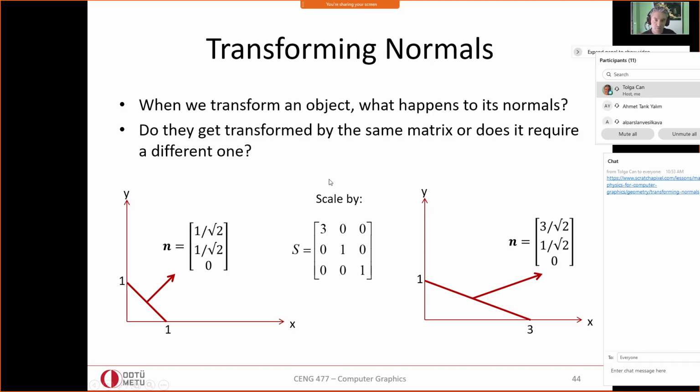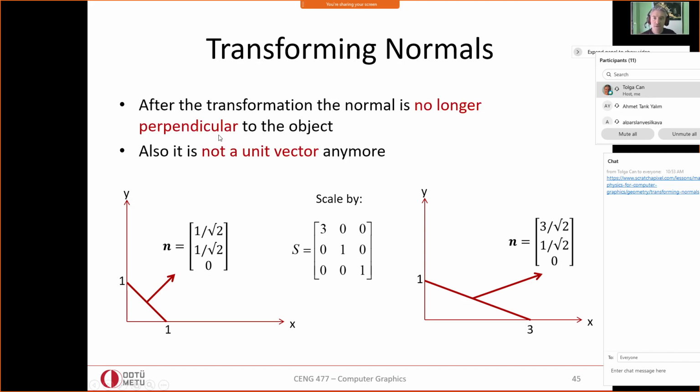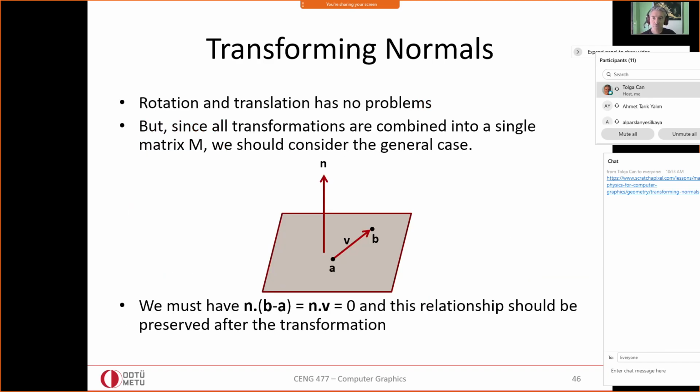If you apply scaling on it like this, it no longer represents the normal of this plane correctly. So what do we do? It's not a unit vector anymore. That's another thing. You can normalize it. Making a unit vector is not so difficult. You can just divide every dimension by the total length of the vector, and you can rescale it so that it becomes a unit vector. But the problem is not just not being a unit vector. Its direction is wrong. So how can we solve this?